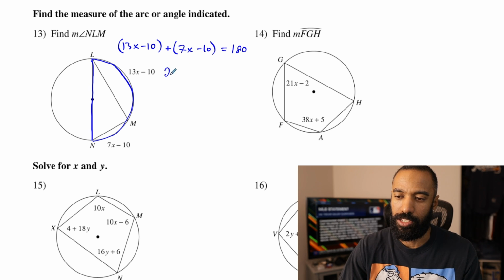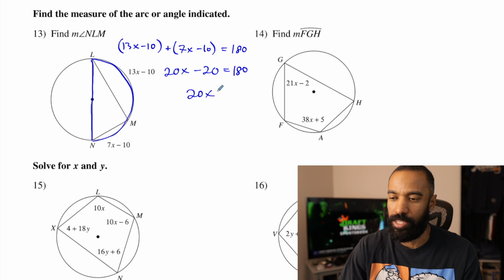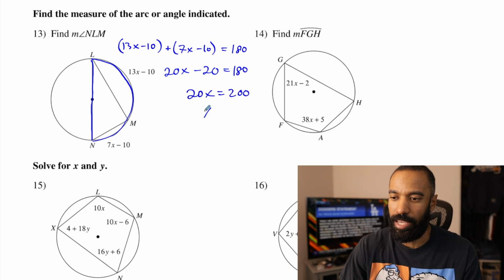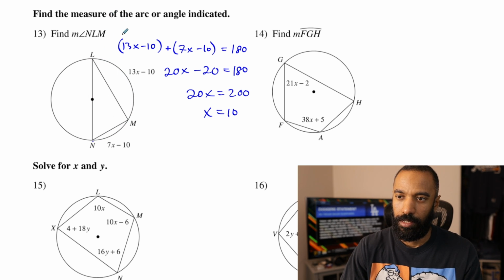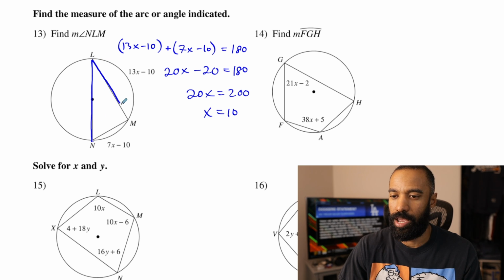13x plus 7x is 20x. Negative 10 minus 10 is negative 20. And we will add 20 to both sides and then divide both sides by 20. We are getting x equals 10. So I'm going to take that 10 and put it in for my x right here.